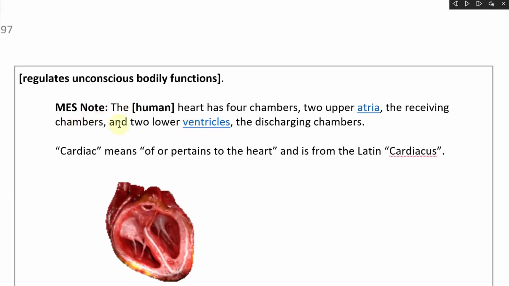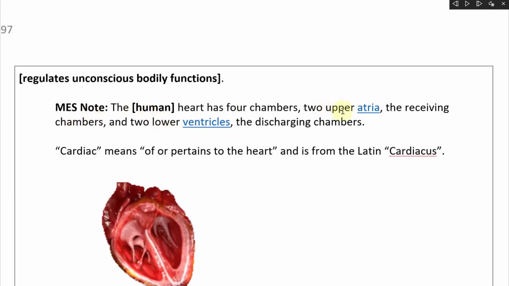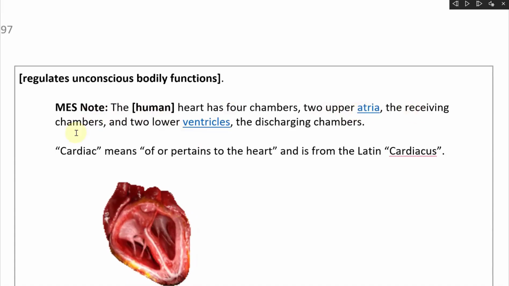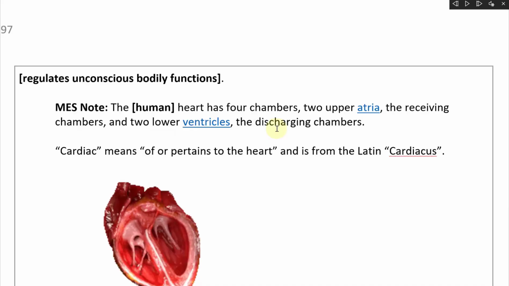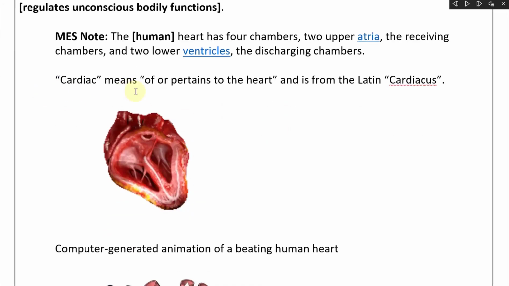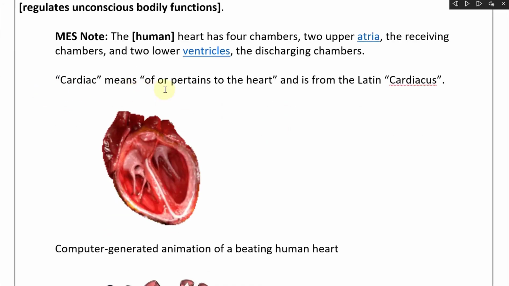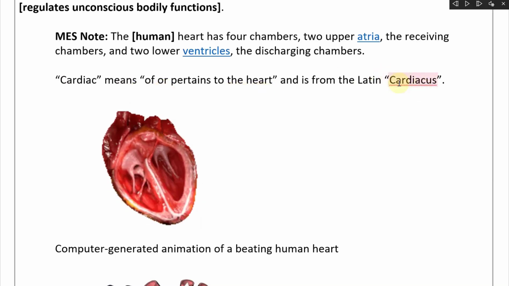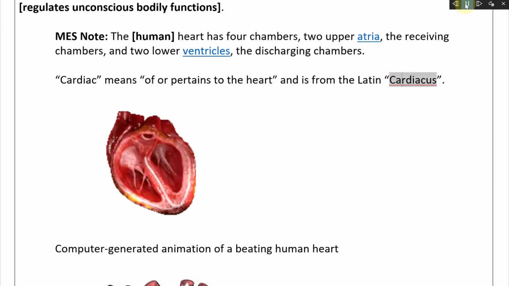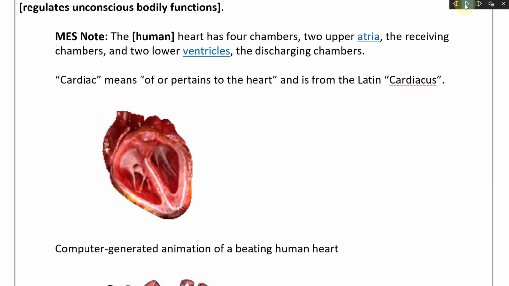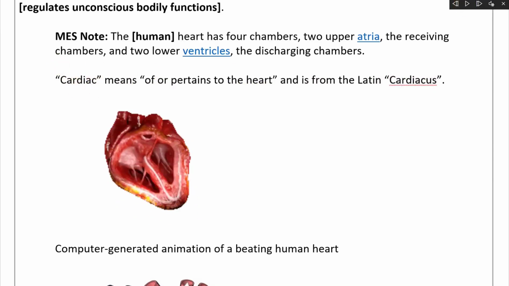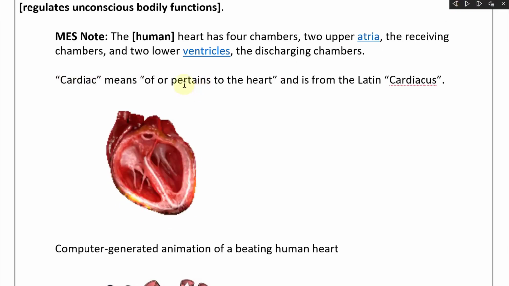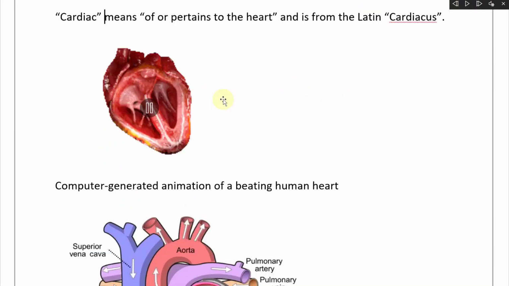That's interesting. So let me just note the human heart has 4 chambers: 2 upper atria, plural, singular is atrium, the receiving chambers, and then 2 lower ventricles, the discharging chambers. Cardiac means of or pertaining to the heart, and is from the Latin cardiacus.